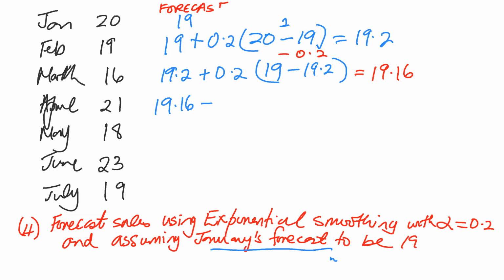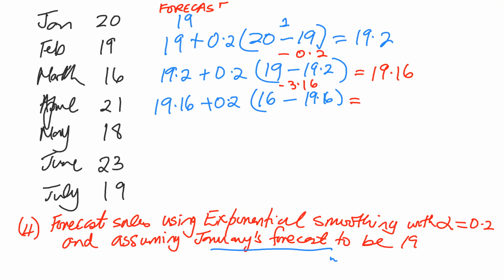So your next forecast is going to be your immediate past forecast again, which is the one you just made, 19.16, plus 0.2 times your actual observed data point, which is 16 here, minus your forecast, which is 19.16. Again, you work your brackets first: 16 minus 19.16, you get negative 3.16. Good. You multiply your negative 3.16 times 0.2. You get 0.632, but that's negative 0.632. So it's 19.16 minus 0.632, and that equals 18.53.